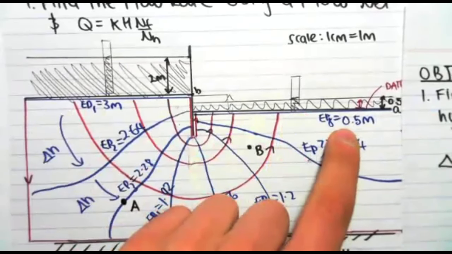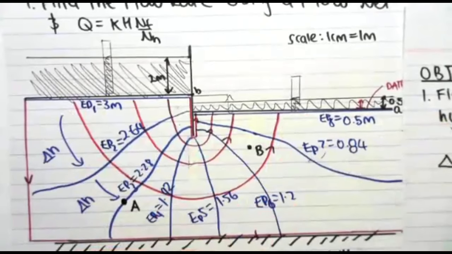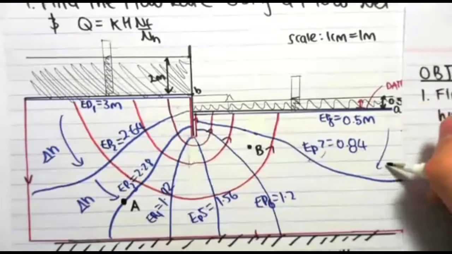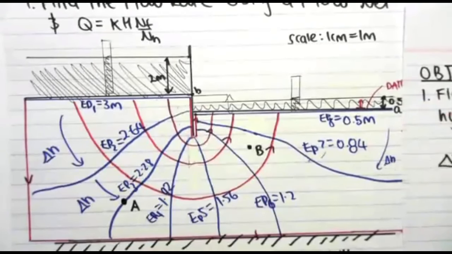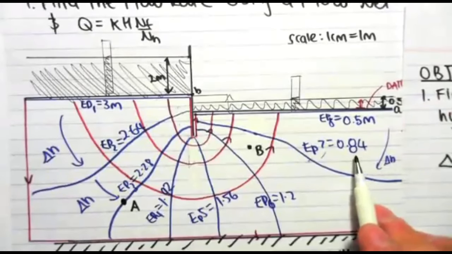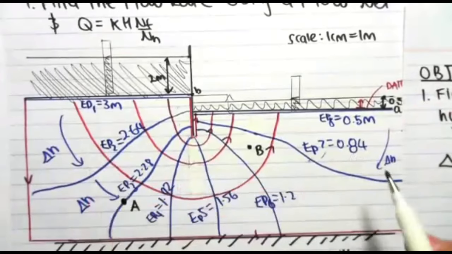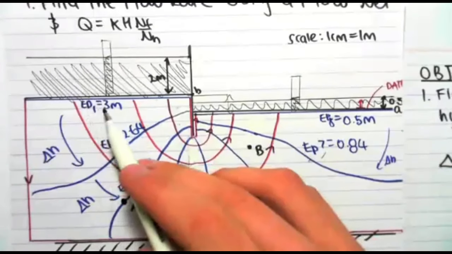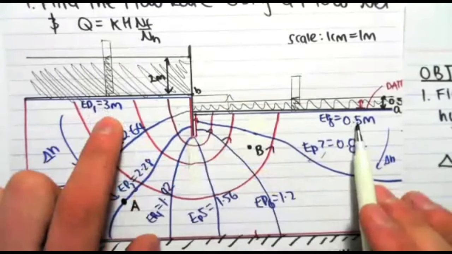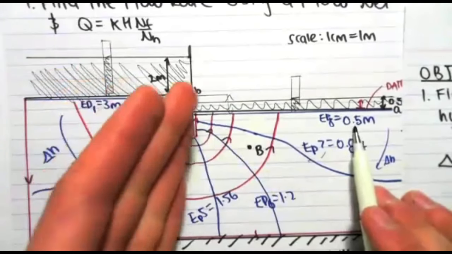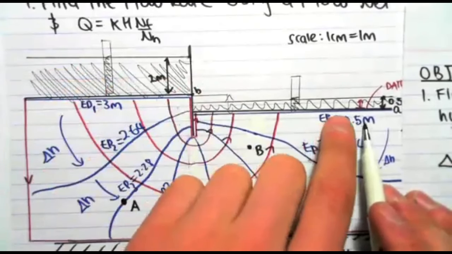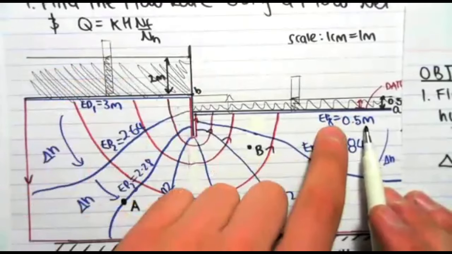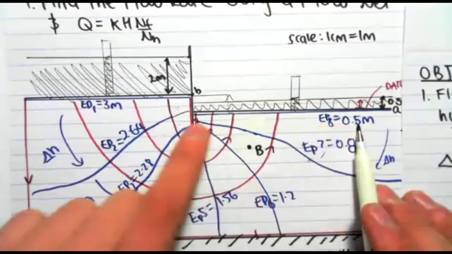I've gone in this direction, but you could have gone in the other direction. We could have started at 0.5 and added 0.36, so 0.5 plus 0.36 would take us to 0.84, or 0.86 roughly. So you can go either direction. If you go this direction, you're going from a high head to a low head, so you'll be subtracting to get to a lower number. If you were to go from the other direction, you would be adding head because you're going from a low number to a high number.